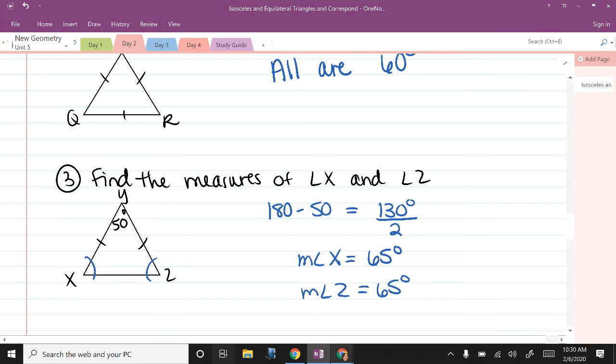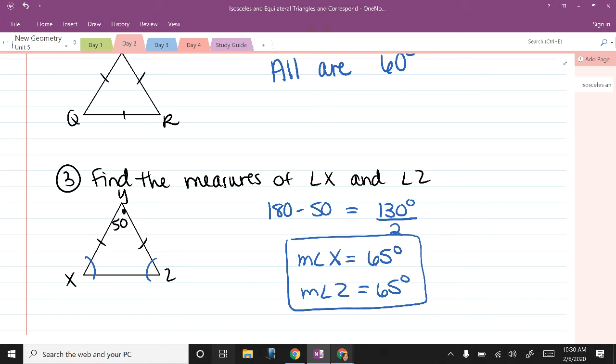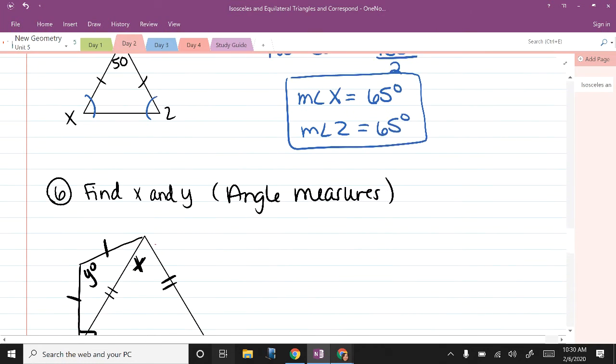How could I check it? Add 65 plus 65 plus 50, and they all should equal what? 180. Do they? Yes, they do. Any questions about that? Okay.